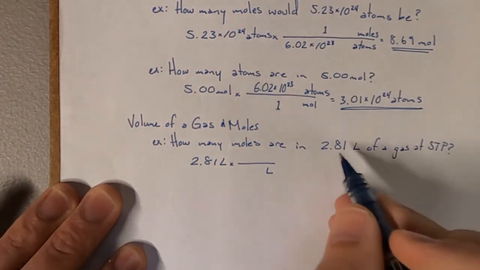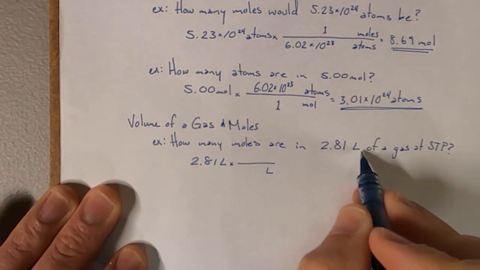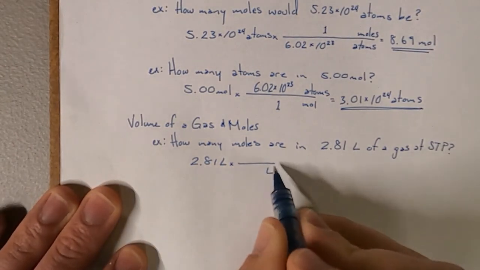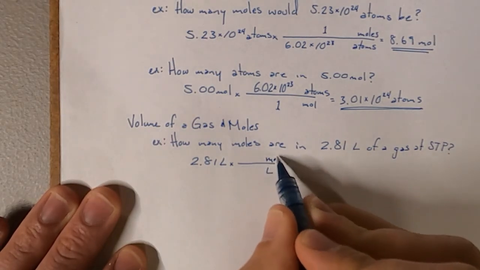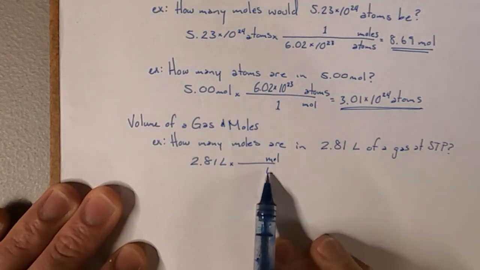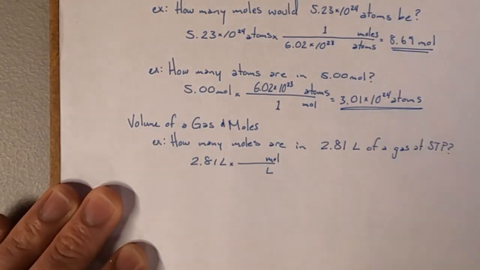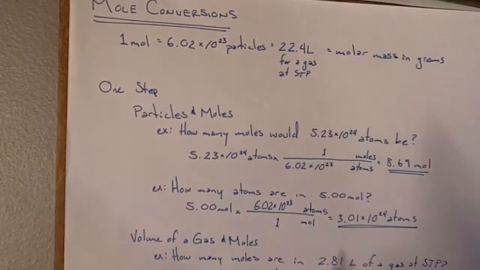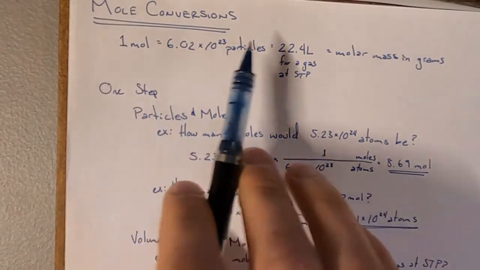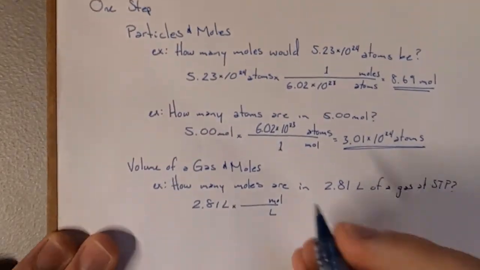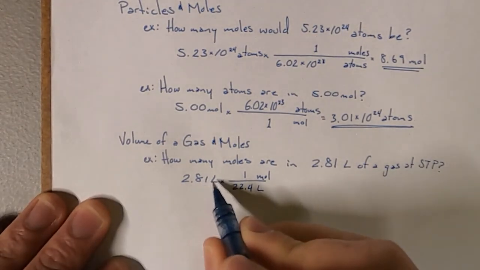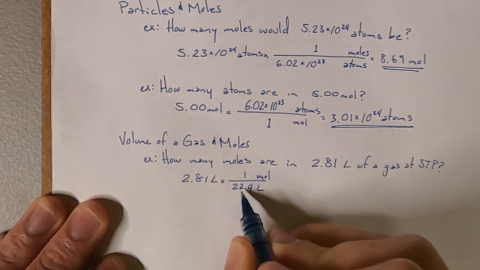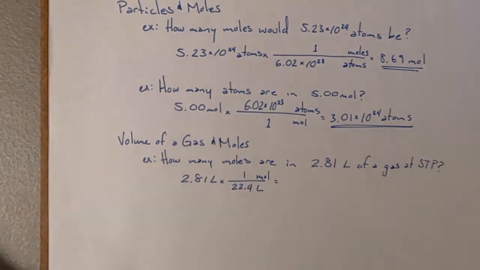So you can see I've started off by writing down the number that I'm converting with its units, a times sign and a line, the units I'm getting rid of on the bottom, and the units I want on top. And then the equality, moles and liters, for a gas at standard temperature and pressure, above here, 1 for mole and 22.4 for liters. And so to solve this, I would have 2.81 liters times 1 divided by 22.4.